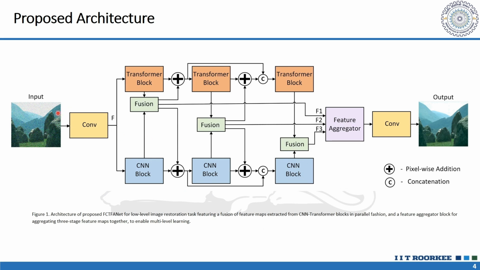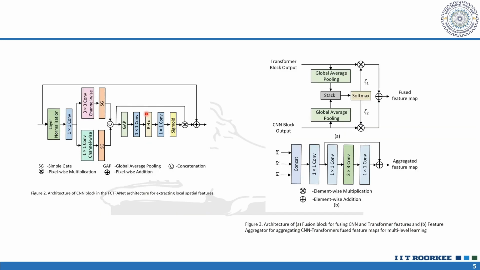For fusion of the transformer features and CNN block features, we have the fusion module, which we are proposing, shown here. The input features will be global average pooled and converted to a vector, and those will be stacked together and passed through a softmax operation. The importance vectors will be obtained with the help of zeta 1 and zeta 2 and multiplied with the input features of the transformer and CNN block, and then finally added together, and we will get the fused feature map.